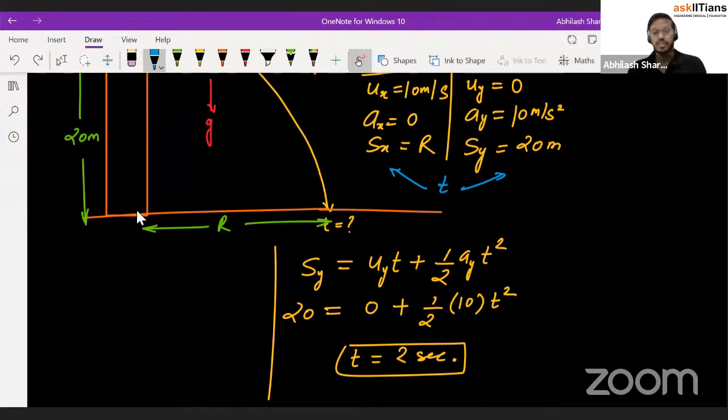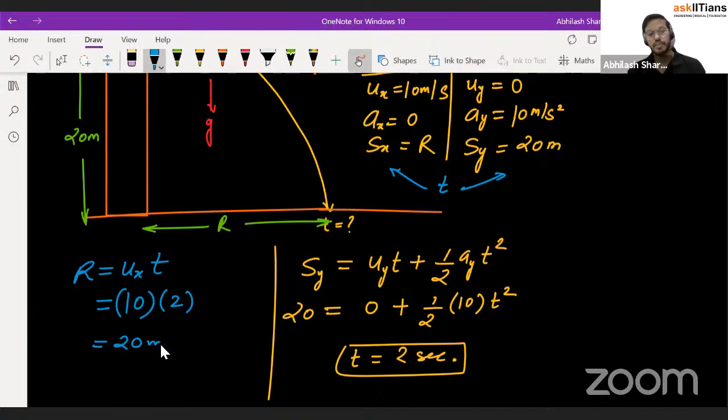Using distance is speed into time. So R will be speed along X into time. It's simply the basic formula: distance is speed into time. Now we know the speed along X is 10, which has not changed, and the time is 2. So finally, we get the displacement along X as well. Our answer is that the ball went ahead by 20 meters and it hits after 2 seconds.